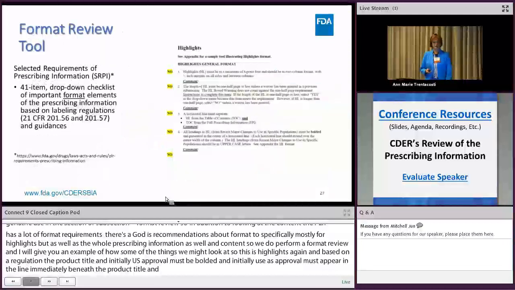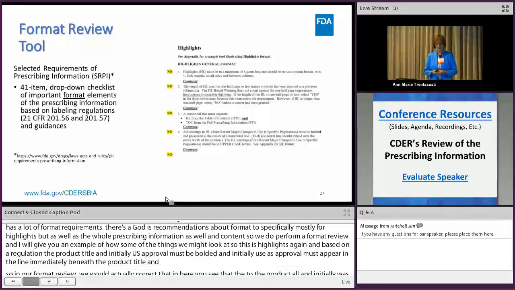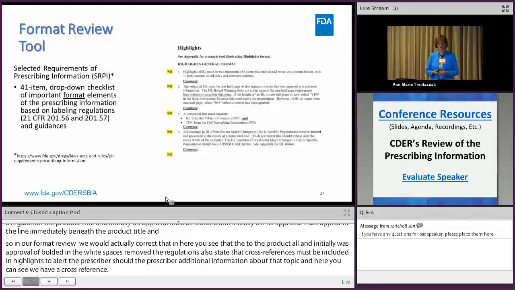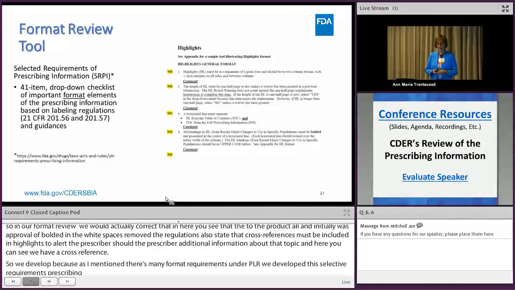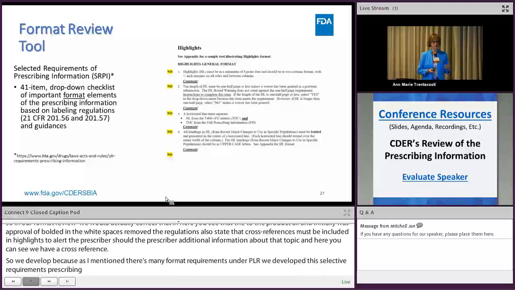As I mentioned, there are many format requirements under PLR, so we developed this selected requirements of prescribing information tool for format review. We call it the SRPI. It's a checklist. It's available for everybody online. We strongly encourage applicants to do a SRPI checklist of their labeling before submitting it to FDA. The RPM will do a SRPI review on the labeling when the application is submitted. And if there are multiple deficiencies, they may actually ask the applicant to fix those deficiencies before the team actually starts their labeling review.